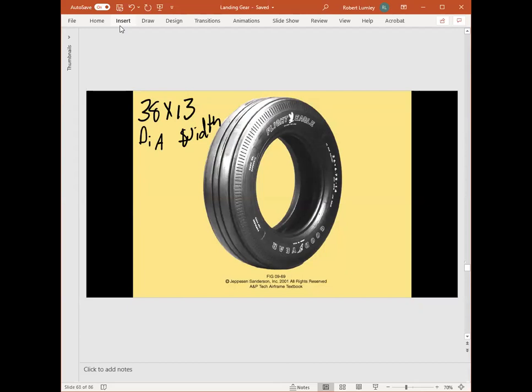Now, a type 8 tire, okay, gives us all three. So their measurement, in the book, goes a 30x11.5 by 14.5. So this is the diameter, this is the width, and then that's for the rim. And those are for high-speed performance jet aircraft.